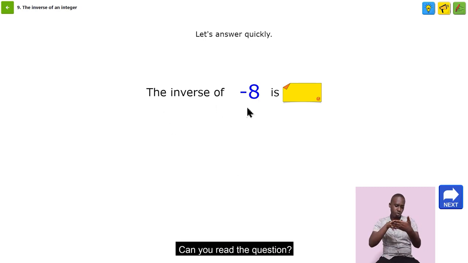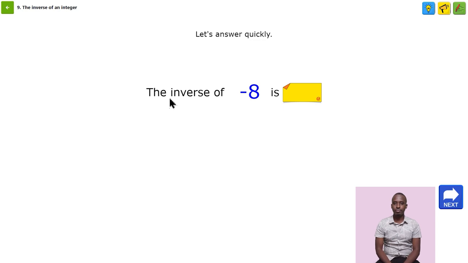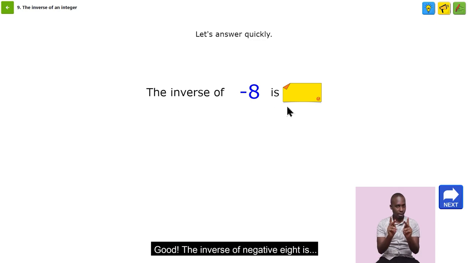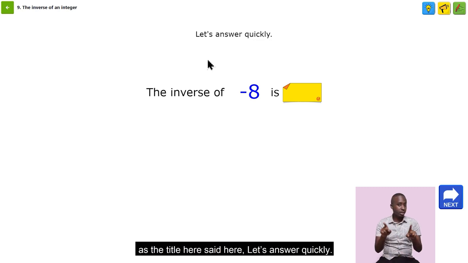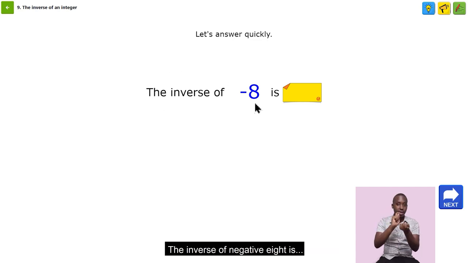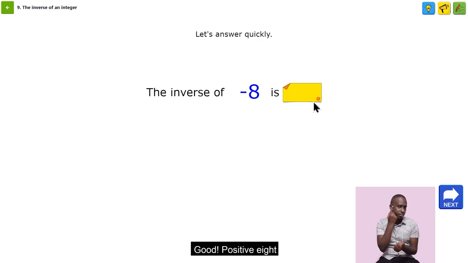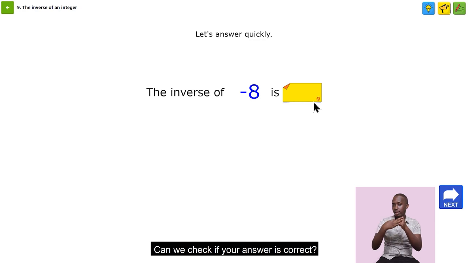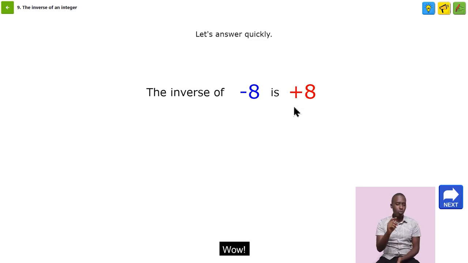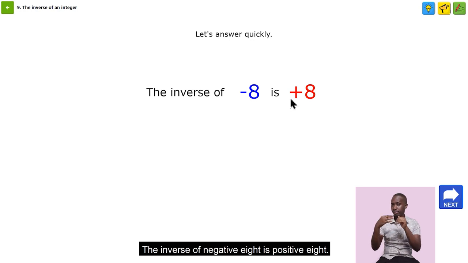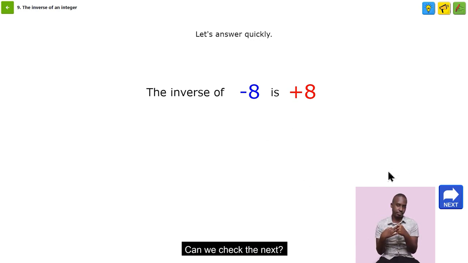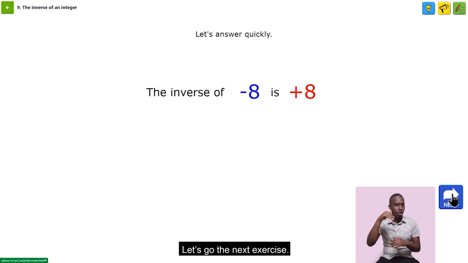Can you read the question? Good. The inverse of negative 8 is... Find the answer quickly. As the question here, the title, let's answer quickly. The inverse of negative 8 is... Good. Positive 8. Can we check if your answer is correct? Wow! The inverse of negative 8 is positive 8. Can we check the next? Let's go to next exercise.